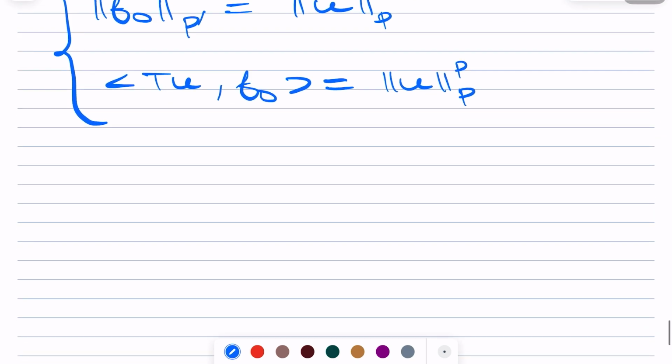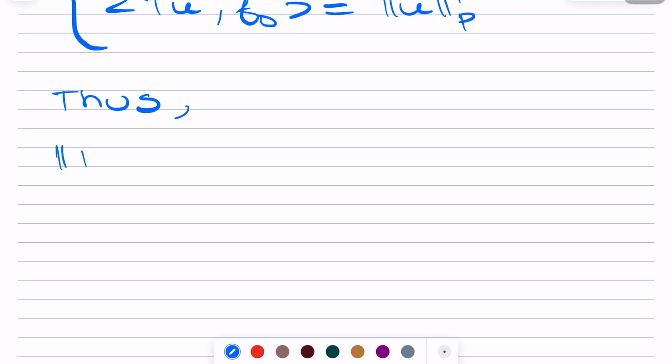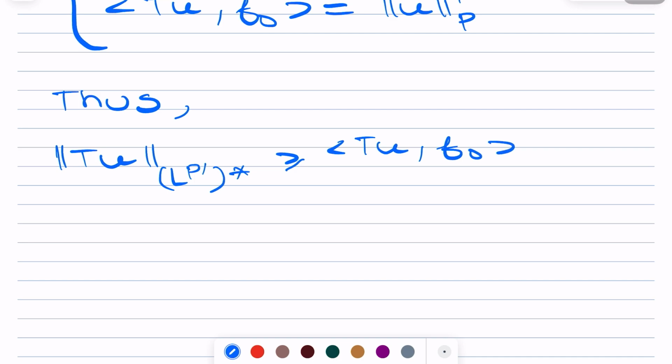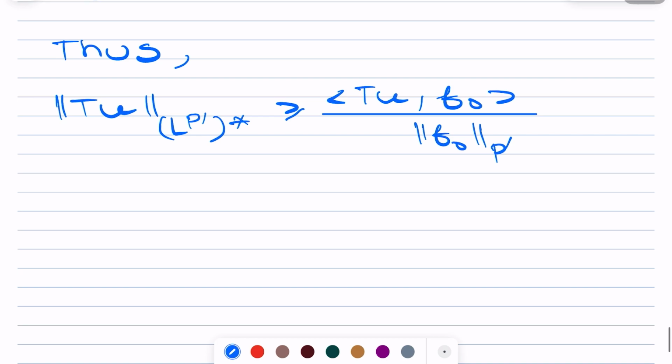Thus the operator norm of Tu, in the dual space, by definition is the supremum, so this is greater or equal than the dual pairing between Tu and f0 divided by the norm of f0 in L^p'. So let me just write it here. But this is equal to the L^p norm of u exactly. So let's call this relation L2.